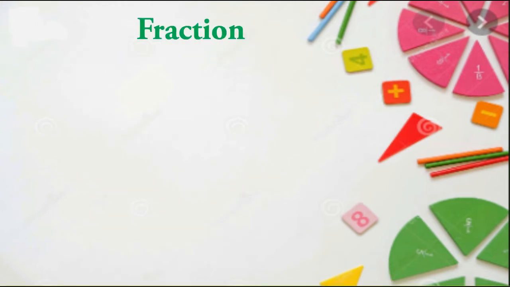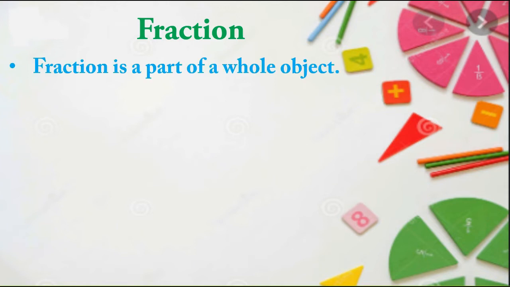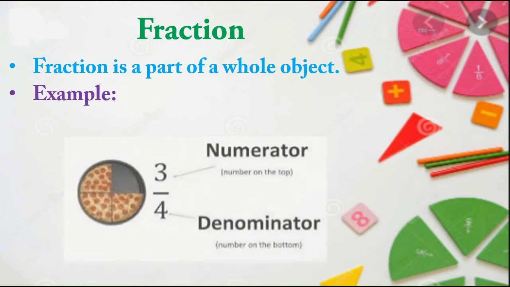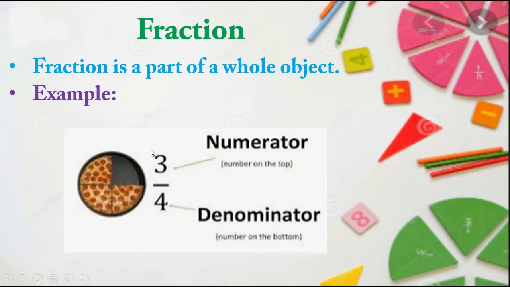Fraction. What is a fraction? A fraction is a part of a whole object. For example, this is an example of a fraction: 3 upon 4, where the topmost value is called the numerator and the bottom value is called the denominator. And this small bar between the numerator and denominator is called the division bar or the fraction bar.